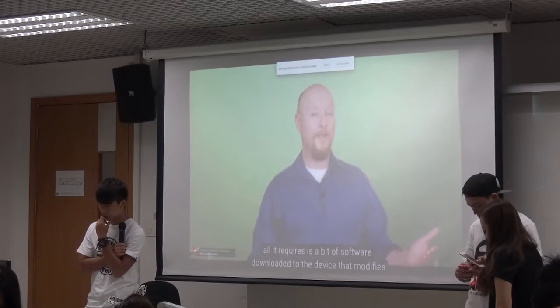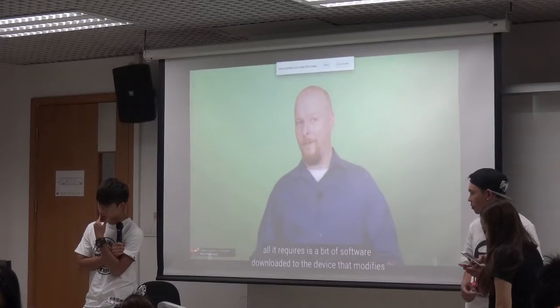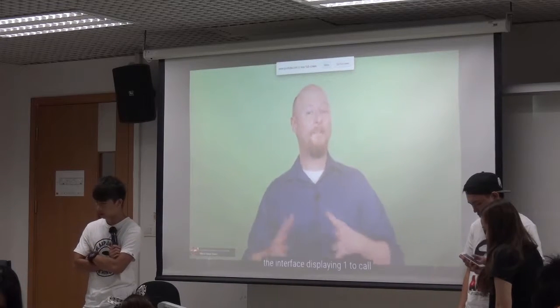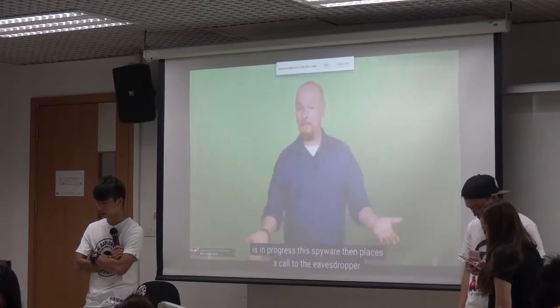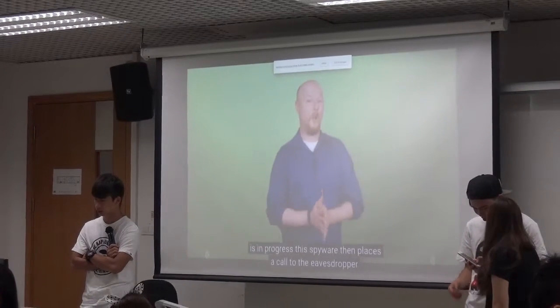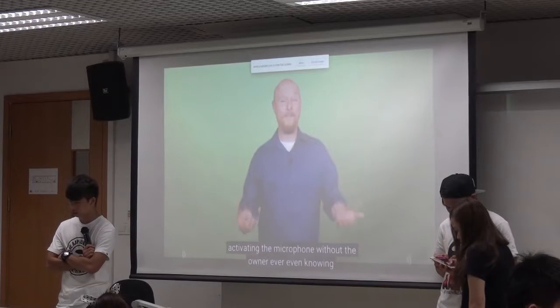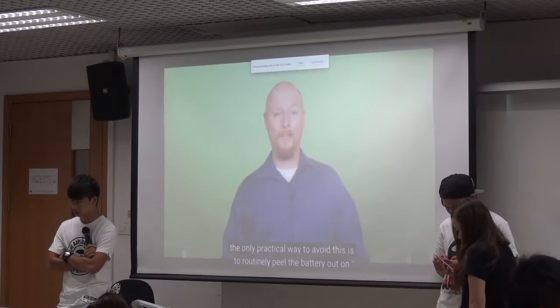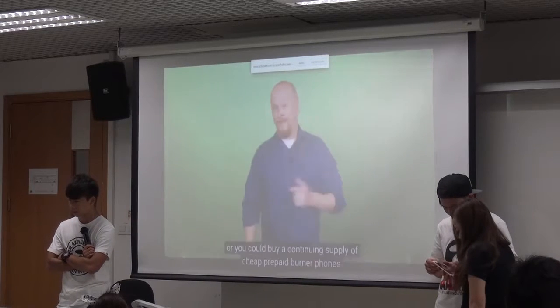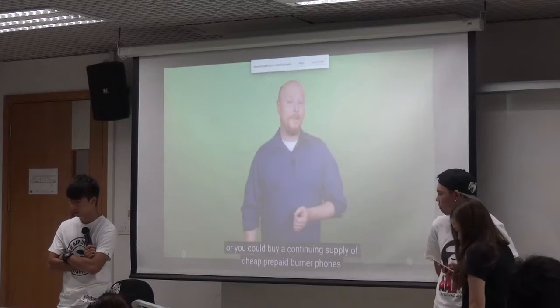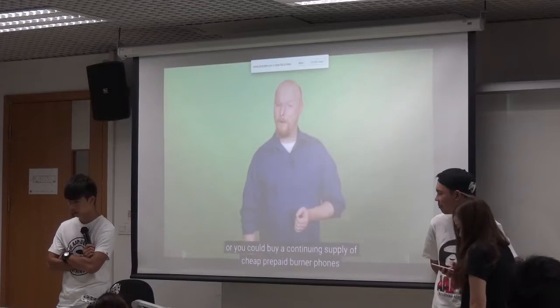All it requires is a bit of software downloaded to the device that modifies the interface displaying when a call is in progress. This spyware then places a call to the eavesdropper, activating the microphone without the owner ever even knowing. The only practical way to avoid this is to routinely peel the battery out of your phone, or you could buy a continuing supply of cheap prepaid burner phones.